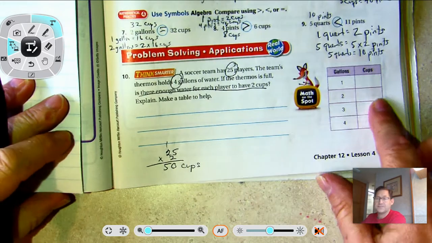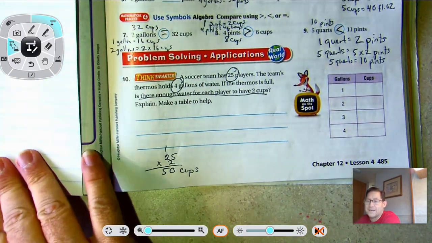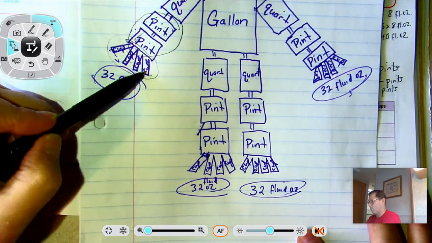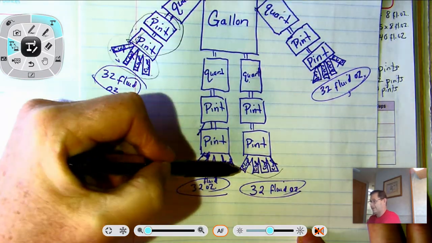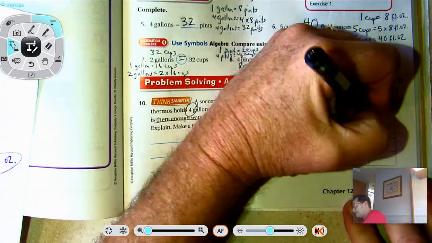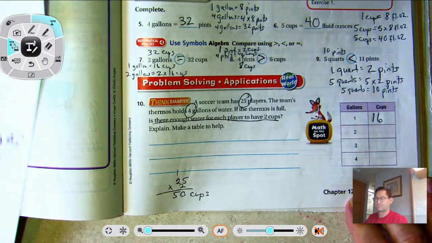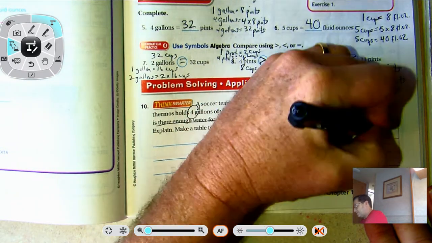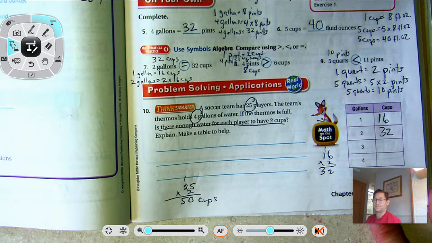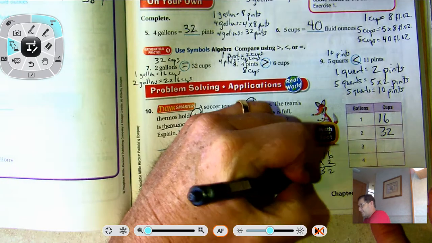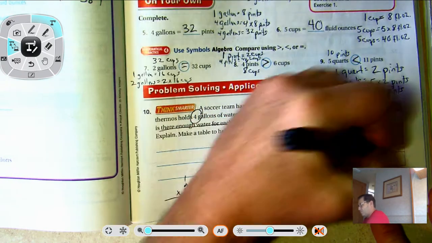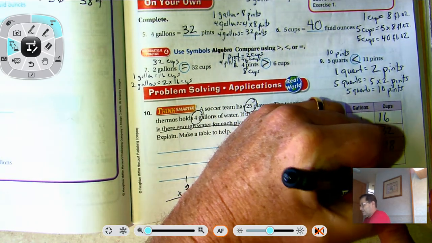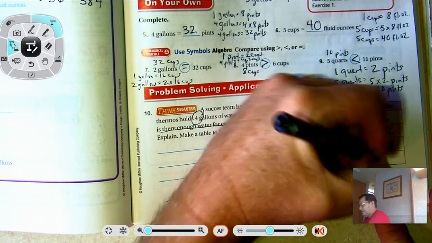All right, now let's fill out this table over here. 1 gallon, how many cups? 4, 8, 12, 16. 16 cups in a gallon. 2 gallons is 2 times 16, which is 32. 3 gallons is 48. 4 gallons is 64 cups.